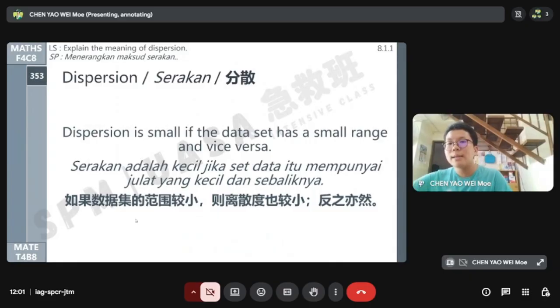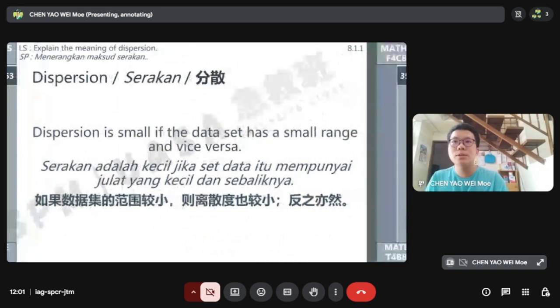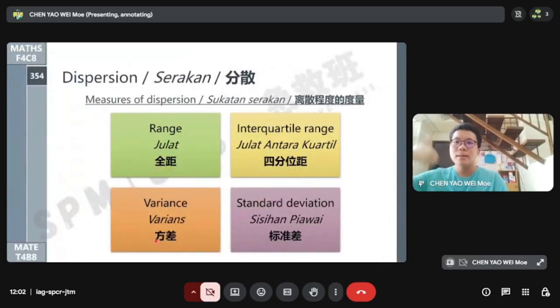I don't want this chapter to become a depression to you. Make it become a dispersion to you. We can measure the dispersion using these four methods: range, interquartile range, variance, and the standard deviation. I think you know about range, but for the other three, we will learn today.